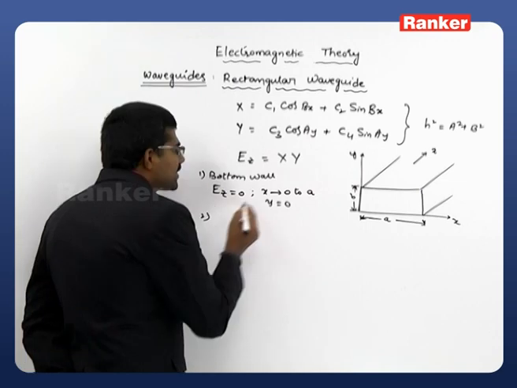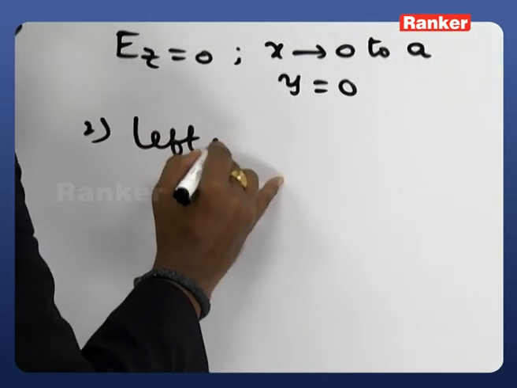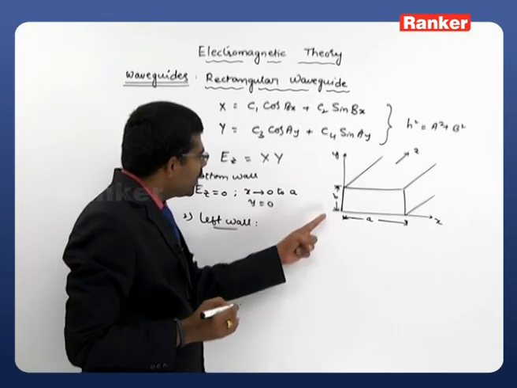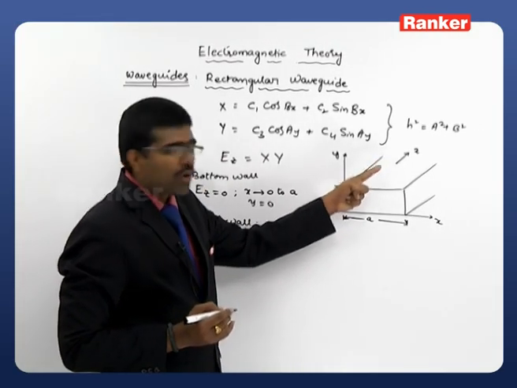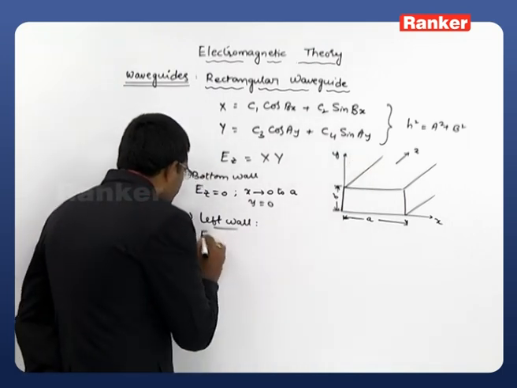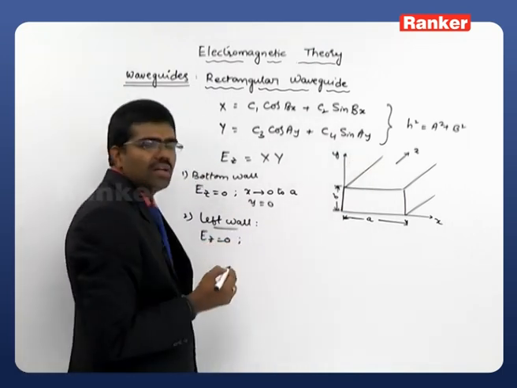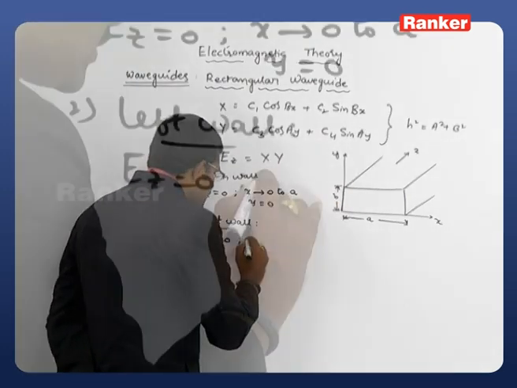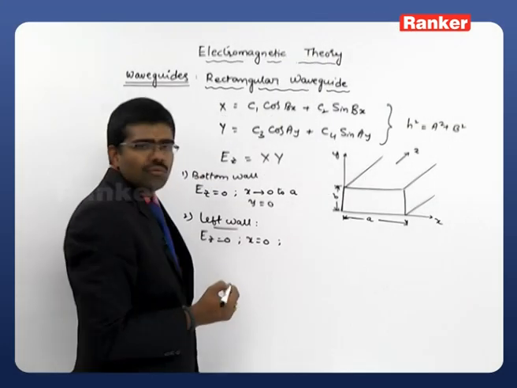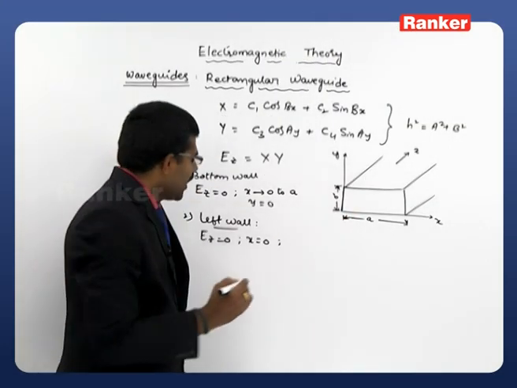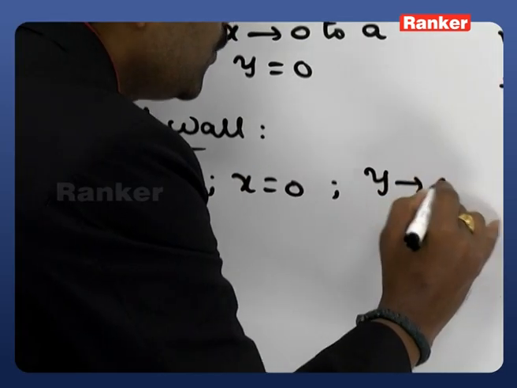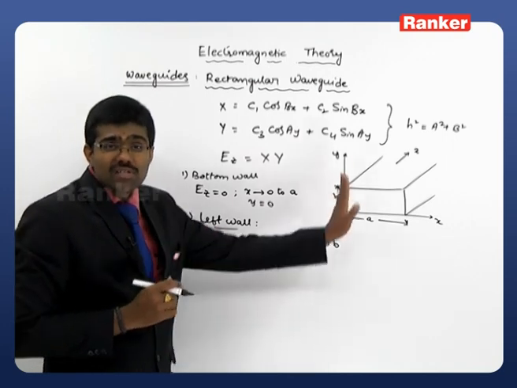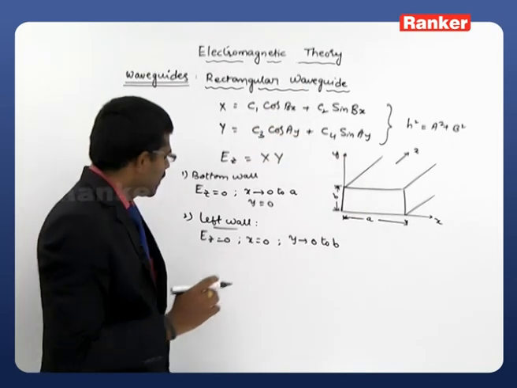Next, take the second wall, the left wall I am considering. For the left wall, once again, what is the electric field component? The electric field component is in z direction, that is also tangential to the wall. Therefore, you can consider that one as 0. The tangential component for any conductor is 0. Ez is equal to 0. And at this wall, what is the value of x? X is equal to 0. For the left side wall, x is equal to 0, and y is extended from 0 to B. This is the boundary condition for the left side wall. Apply them, simplify it, keep it aside.